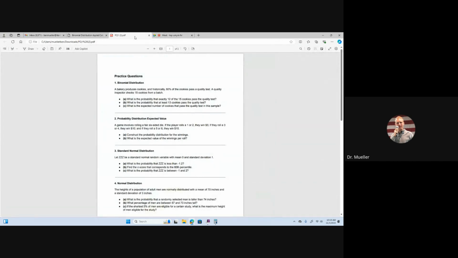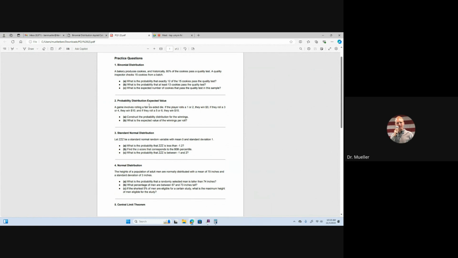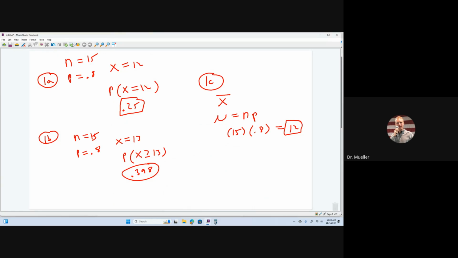So let's take a look at question 2, probability distribution expected value. It says a game involves rolling a fair six-sided die. If a player rolls a 1 or 2, they win $5. If they roll a 3 or a 4, they win $10. If they roll a 5 or a 6, they win $15. Construct the probability distribution for the winnings. What is the expected value of winning? Okay, so that one is an expected value problem.